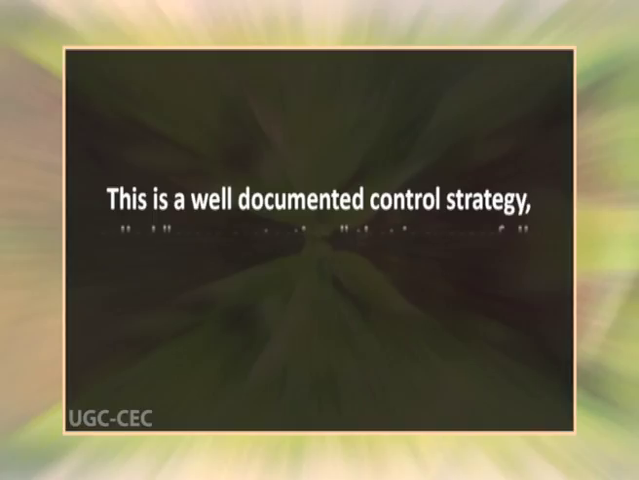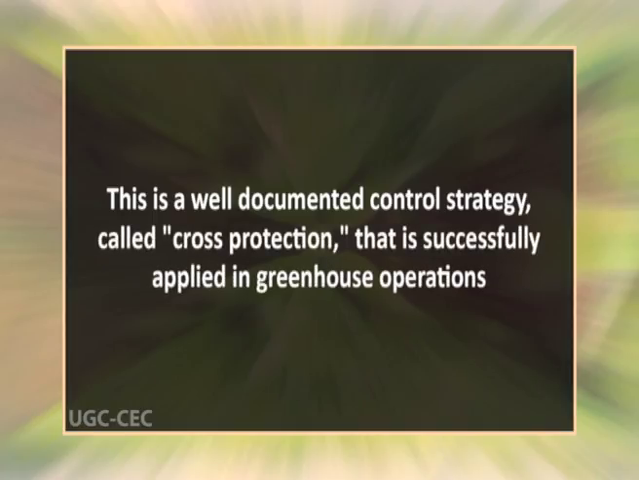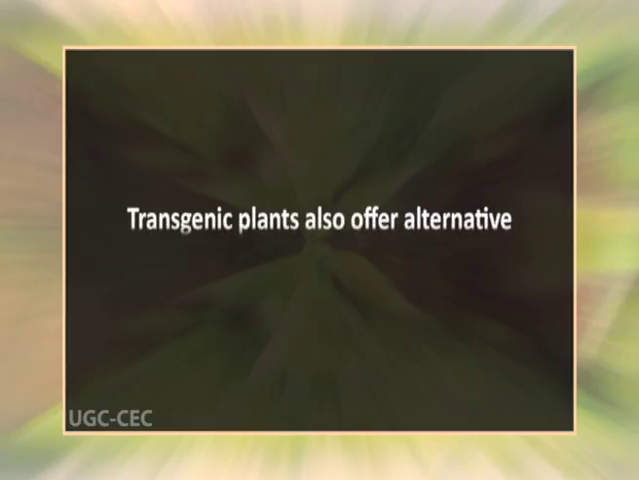Inoculation of a mild strain of the virus onto young plants can protect them from subsequent infection by more severe strains of tobacco mosaic virus. This is a well-documented control strategy called cross protection that is successfully applied in greenhouse operations. Transgenic plants also offer alternative strategies for virus control.